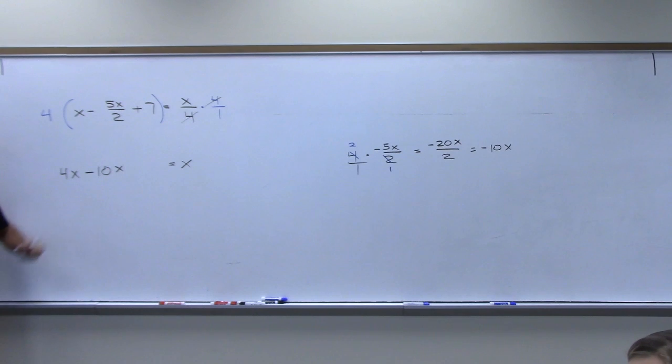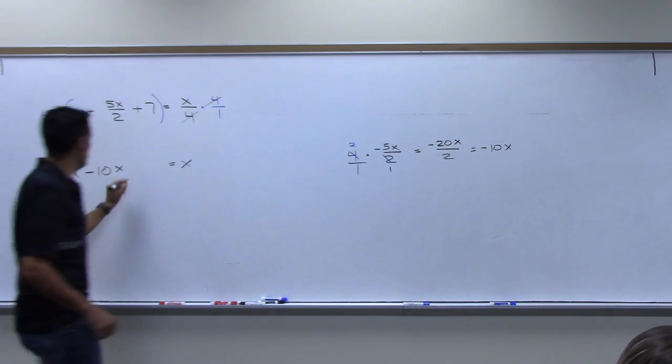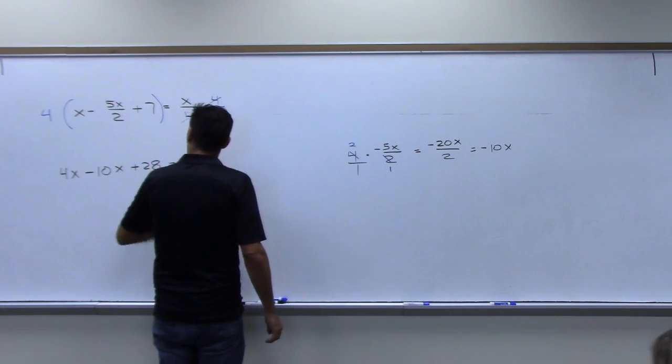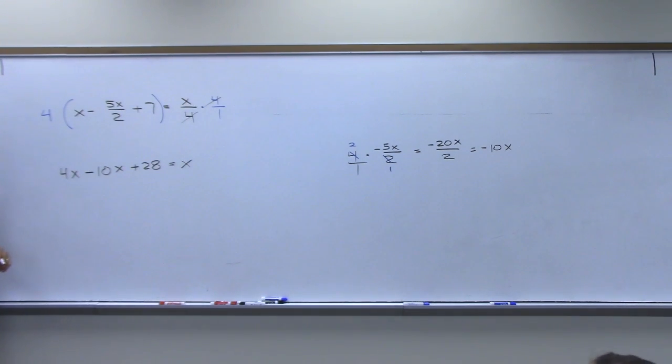And see, there's no more fraction. And then finally, 4 times positive 7, which is 28. Is that better now? See, and now at this point, you can start putting things together and moving things around. You should be able to get it.